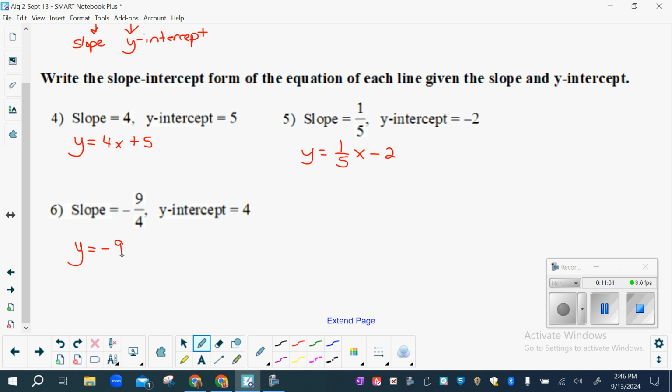So we get y equals -9/4 x plus 4. Make sense?